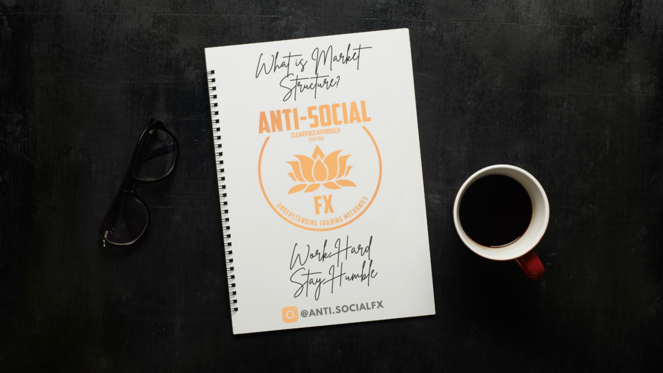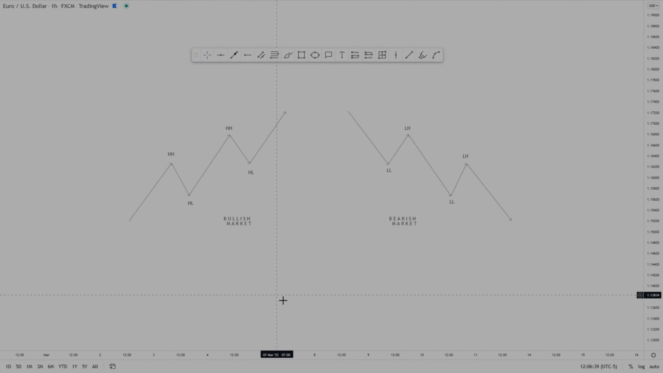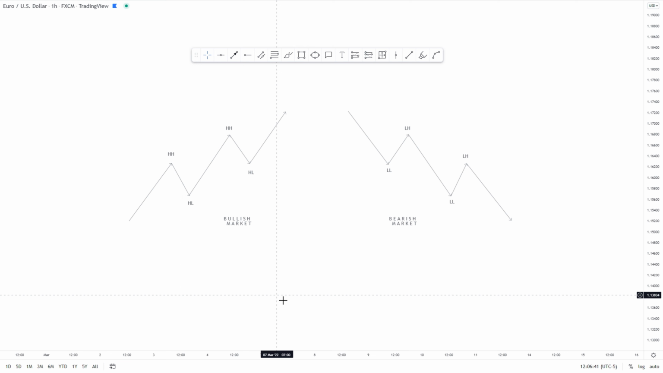All right, guys, so let's talk a little bit about market structure. I'm going to take you to the charts and show you a drawn out example of the theory behind it, not a live example, I'm sorry. This is very textbook, guys.